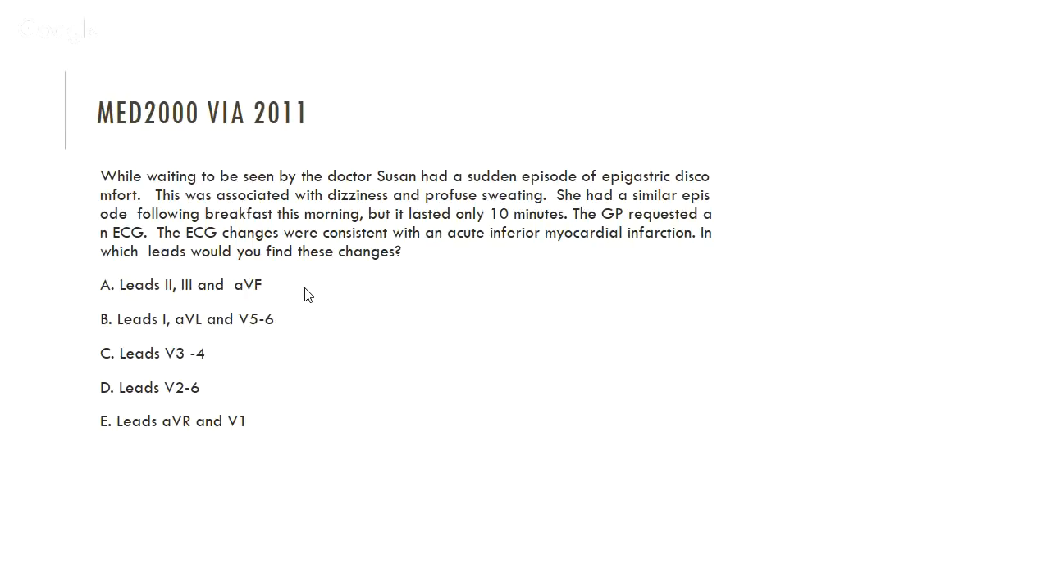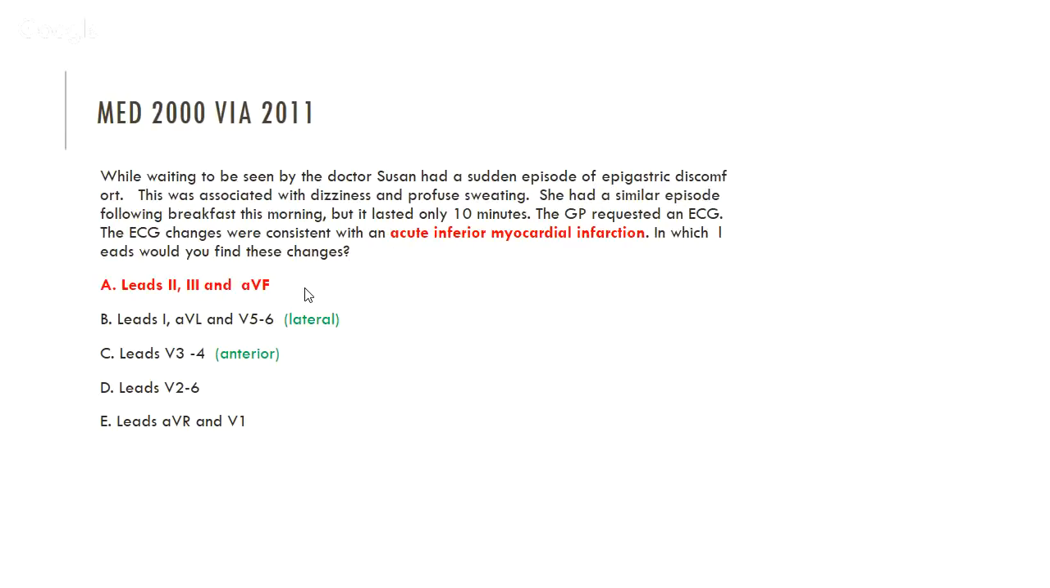Susan has an episode of epigastric discomfort. The ECG changes are consistent with acute inferior myocardial infarction. In which leads would you find these changes? Yeah, this one's pretty easy. You just have to remember 2, 3, aVF is inferior, 1, aVL, V5, V6 is lateral, and V3 or V4 is anterior. That's just something you have to know.